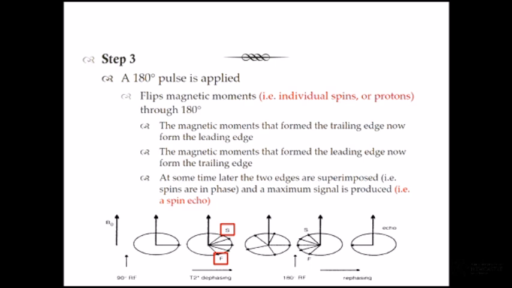When we apply our 180-degree pulse, we flip all those spins over. The 180-degree pulse will flip these moments through 180 degrees, the individual spins, all protons, that is. So the magnetic moments that formed the trailing edge now become the leading edge, and vice versa. The magnetic moments that were the leading edge now become the trailing edge. So at some time that we know, that we can predict, the two edges will be superimposed.